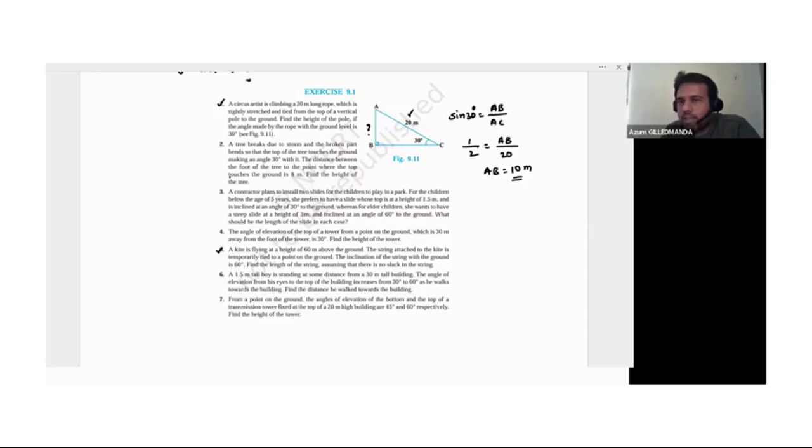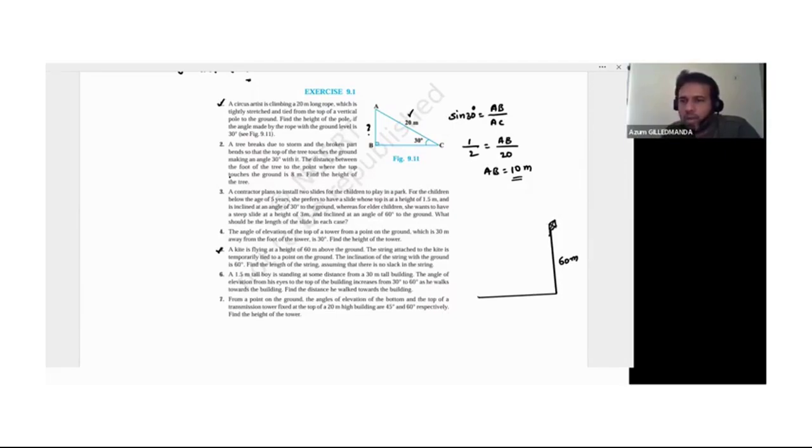I'll do like this. Let's say this is my kite, right? This is where the kite is. What they are saying is a kite is flying at a height of 60 meters from the ground. Let's say this is the ground. And the kite is flying at 60, right? So this is 60 meters. So the kite is flying at a height of 60 meters from the ground level.